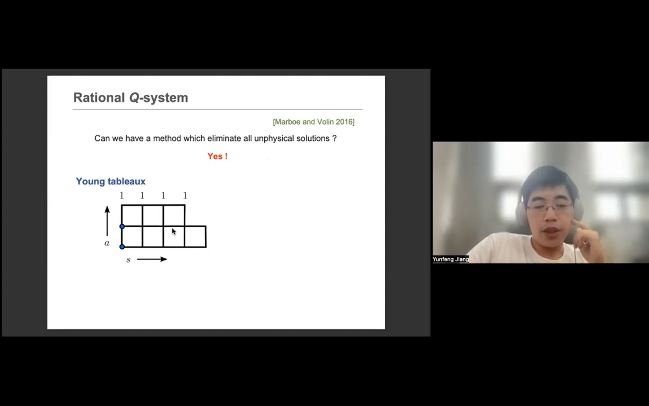To construct a rational Q-system, we first start with a Young tableau. For a spin chain of length L and M magnons, this Young tableau has two rows. The first row has M boxes, where M is the number of magnons, and the second row has L minus M boxes. So the total number of boxes is L, the length of the spin chain. Now at each site, we associate a Q function, which we denote by Q_{a,s}, where a and s are the coordinates on the lattice.